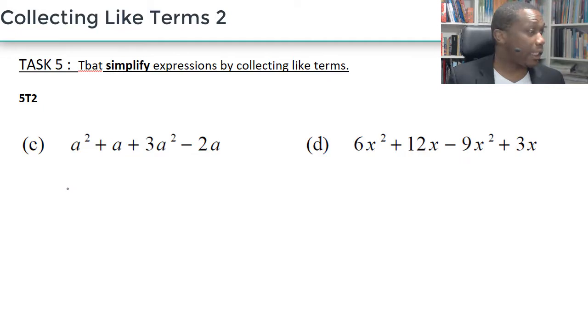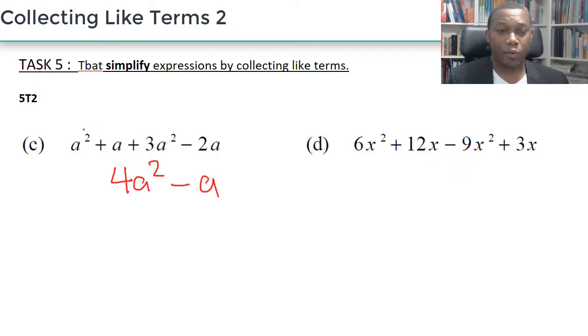Now, task C, what do we have for C? I'm going to put up the answers. So for C, you have 4a squared take away a. That makes sense. We're adding the a squared terms, and then we are adding the a terms. So 4a squared take away a. And then similarly, 6x squared take away 9x squared.